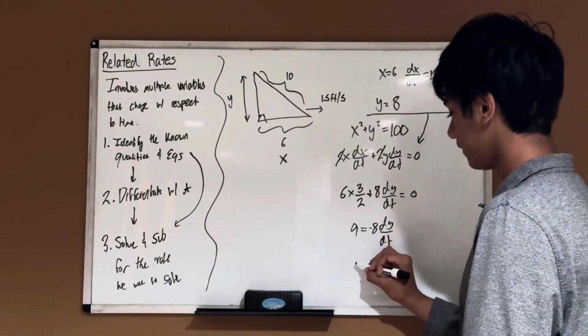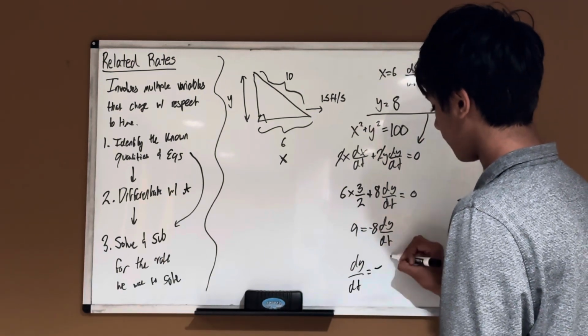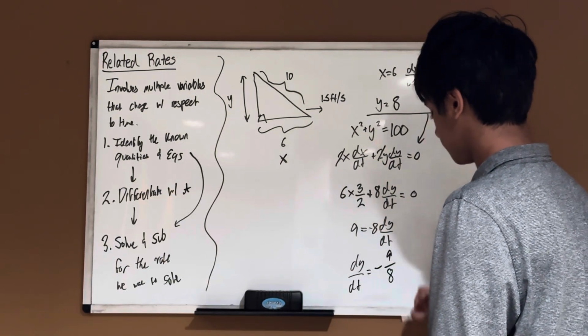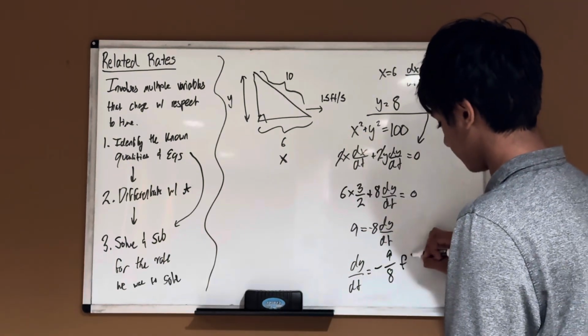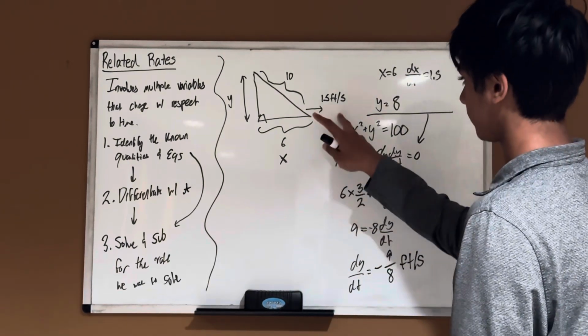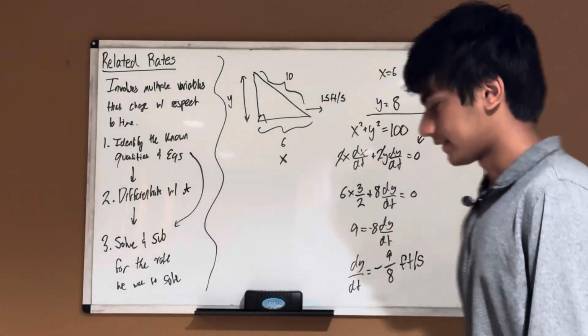And so divide by a, we get dy/dt is equal to negative 9 divided by 8. And the units are going to be feet per second, because feet per second is the unit for dx/dt. And that's our final answer.